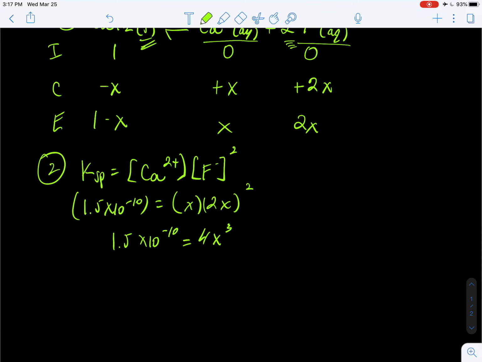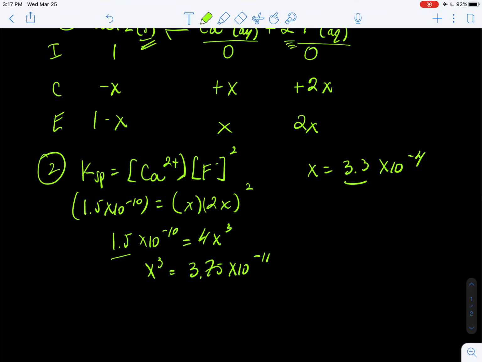And on your calculator, divide both sides by 4. So you have x cubed is equal to 3.75 times 10 to the minus 11th. And find that cube root button, which is on most calculators. And what I get is x is equal to 3.3 times 10 to the minus 4. Okay, 2 sig figs for my starting 2 sig figs of data.